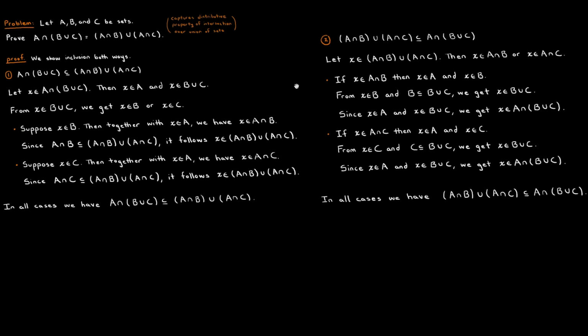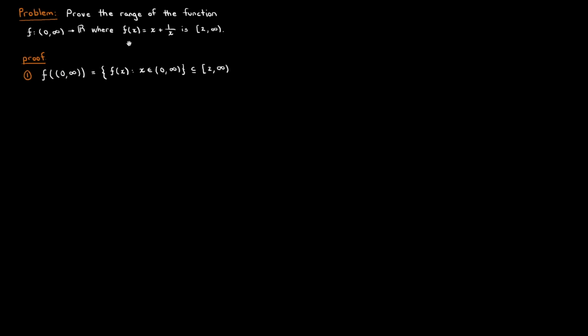Now let's begin working on the second problem. In this problem, we're asked to prove that the range or image of the function f of x, which is equal to x plus 1 over x, is the closed interval from 2 to infinity. And this function is defined on the positive real numbers, and its codomain is the set of all real numbers.